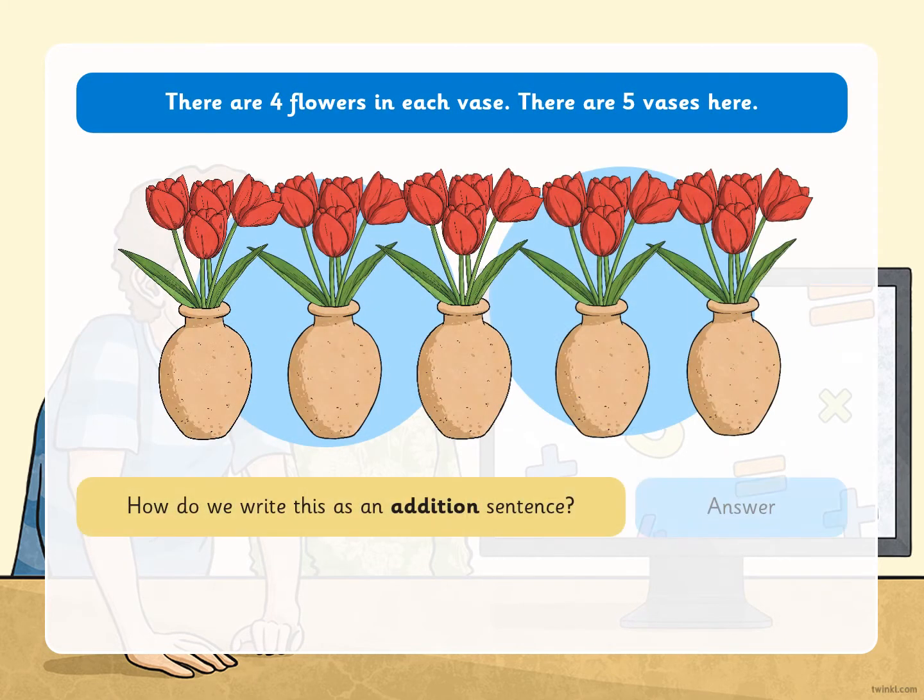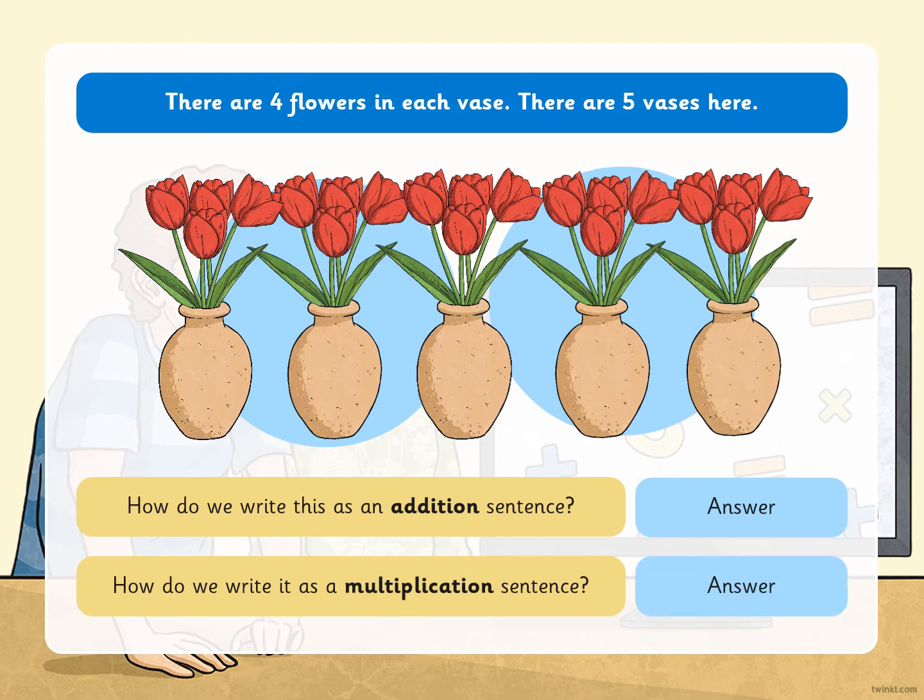Here there are 4 flowers in each vase and there are 5 vases. How would we write this as an addition sentence? I'm sure you'll know. We would write that as 4 add 4 add 4 add 4 add 4 equals 20, which is a very long sentence, but we could make that much simpler by writing it as a multiplication sentence. 5 times 4 equals 20.